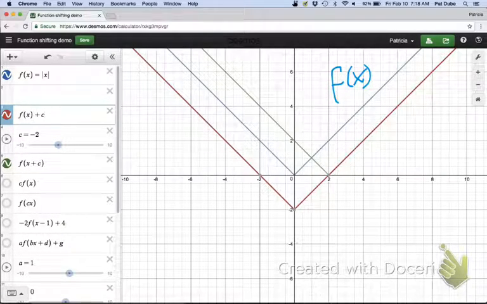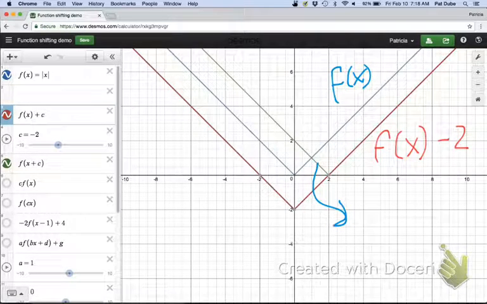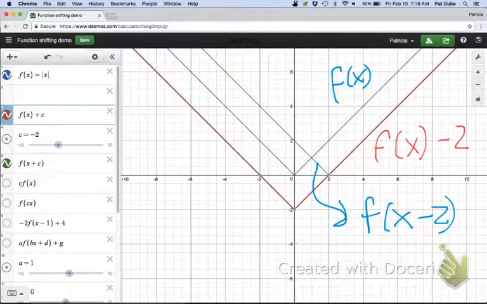The red one is f of x minus 2 on the outside. And the green one, I don't have a green marker handy here, so let me just do it in blue again. This green one here is f of x minus 2. And notice the green and the red overlap right here.